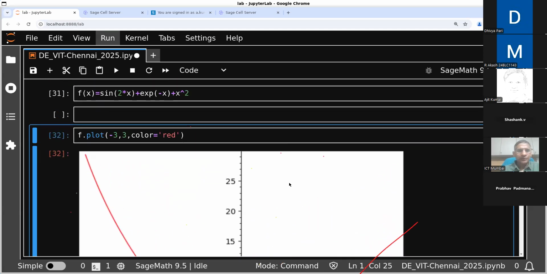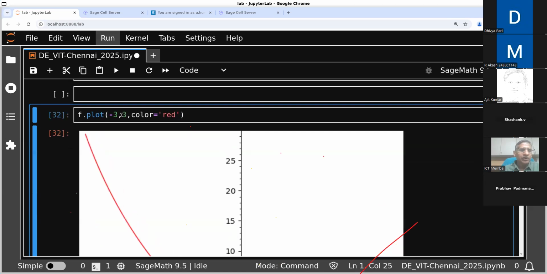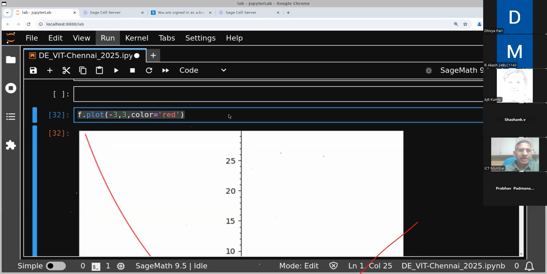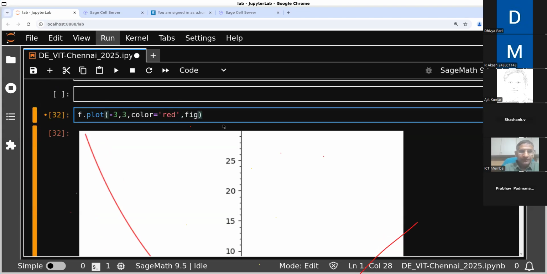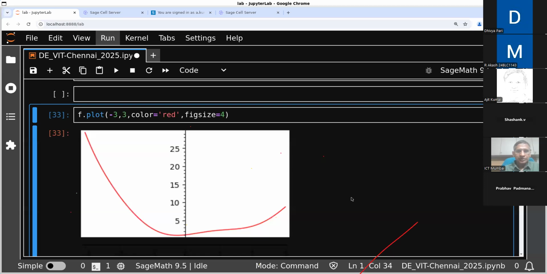This is how the function graph looks like. And what is it? f dot plot from -3 to 3, color is equal to red. So it is plotting the graph of this function in red color. Let me reduce the figure size. I'll say figsize is equal to, let us say, maybe 4. Okay, this is how it looks like.